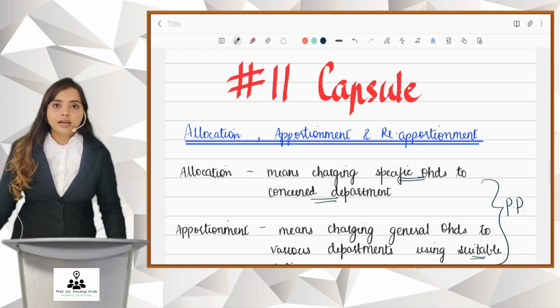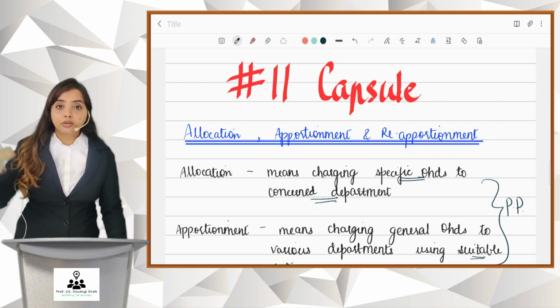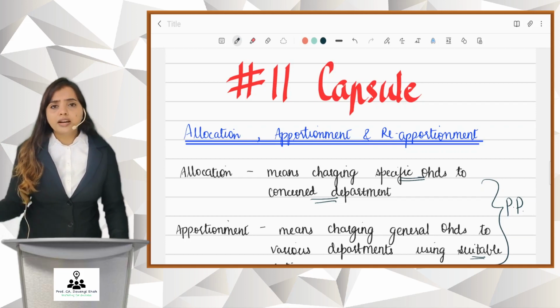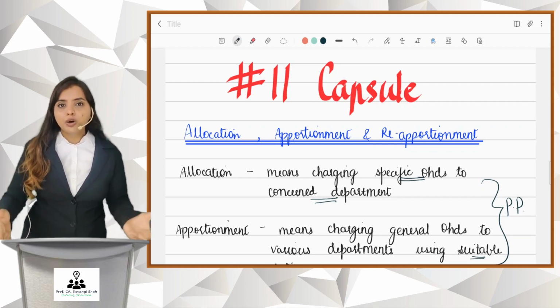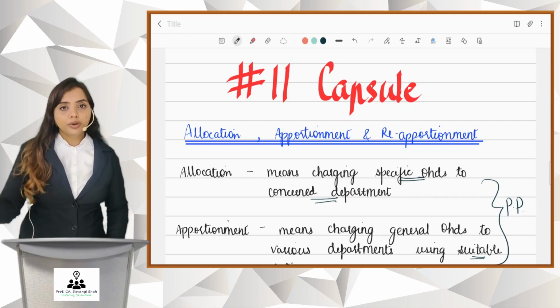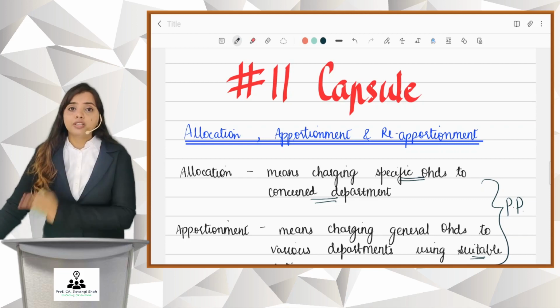Some overheads are given department wise. Many a time direct expenses are given, specifically stating that this much amount is for this department. For that, we have to do nothing. Whatever specific overheads are given for the concerned department, we take as it is, and that is called allocation. Read what I've written. Allocation means charging specific overheads to departments.